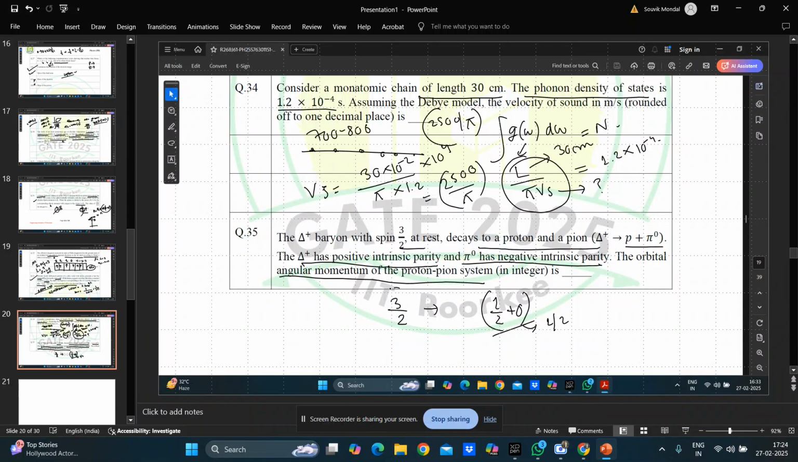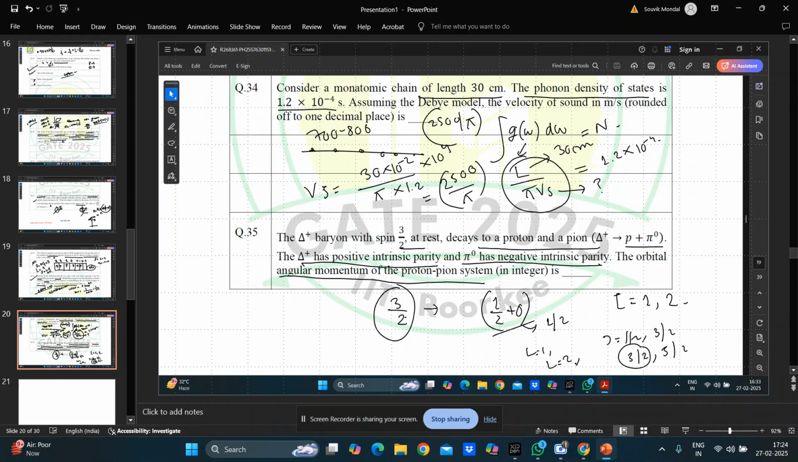So to match with 3 by 2, your L should be equal to 1 or 2, right? The L cannot be 0, because 0 plus half is half, not 3 by 2. So for L is equal to 1, your J can be half and 3 by 2. So it is satisfying. 3 by 2 is satisfying. For L is equal to 2, your angular J can be 2 minus half, that is 3 by 2, and 2 plus half, that is 5 by 2. So 3 by 2 is also present here.